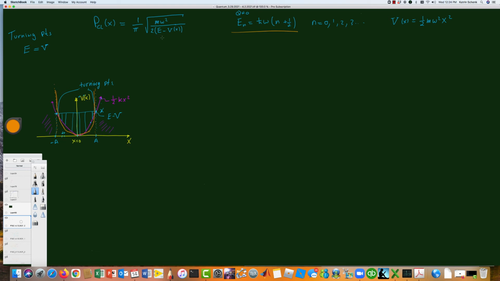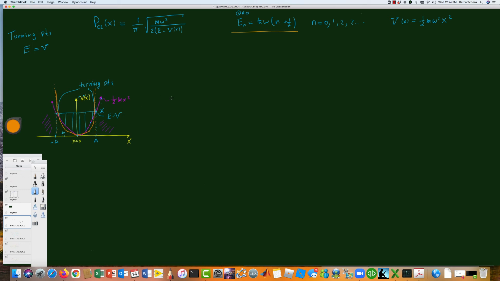Because if you look, in this region, E is smaller than V. Here's V, here's E. So as soon as you move past A, E is smaller than V, and you're going to get a negative under the square root, and the whole thing's undefined. So you can't even actually do that integral because it doesn't make any sense to do that integral. The probability is clearly 0 for the particle to be out here or out here.